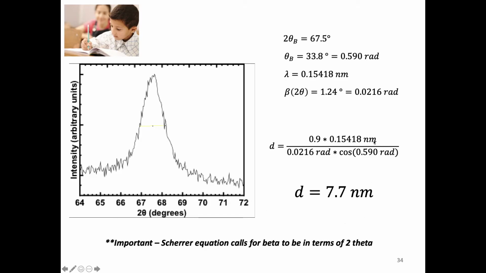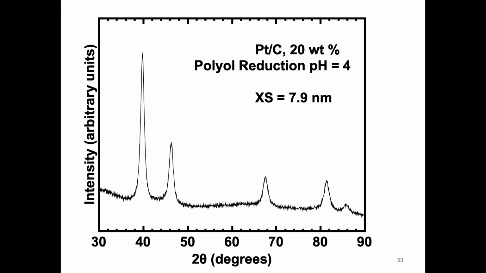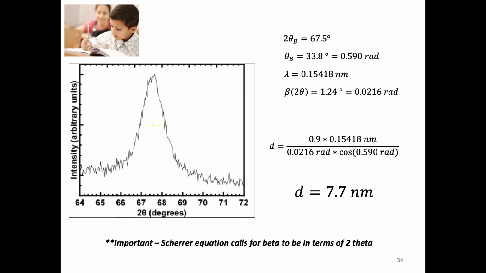So nanometers, radians here in terms of 2 theta, what you're measuring from the screen. And then this one is theta, not 2 theta. So that's what that should all be. And when I plug that in, I get a diameter of 7.7, which if we go back is really close to that 7.9 that we have. So that's a way we can measure and estimate what this crystallite size number is.